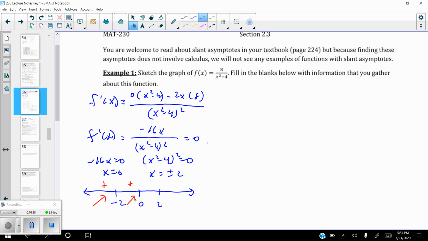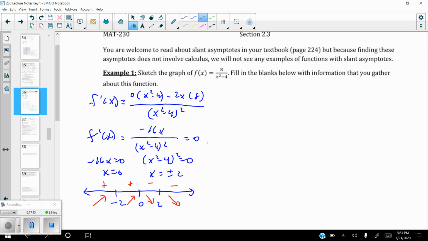And then at 1, because that's in between 0 and 2, now I'm going to get a negative on top and a positive on the bottom, so that's negative, decreasing. And then if I plug a 3 in the top, that's negative over positive, which is also negative, so decreasing.